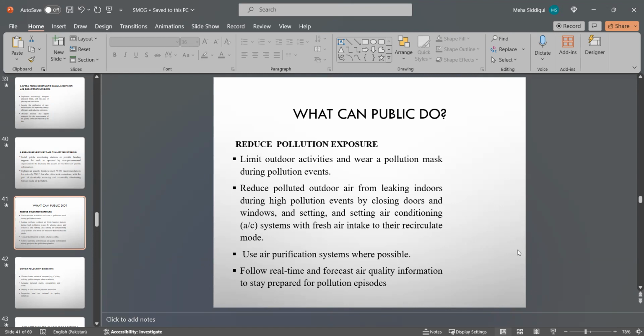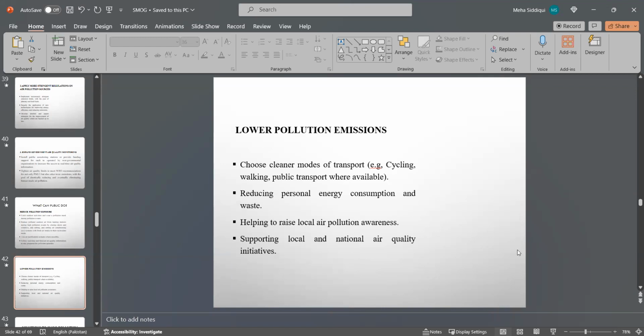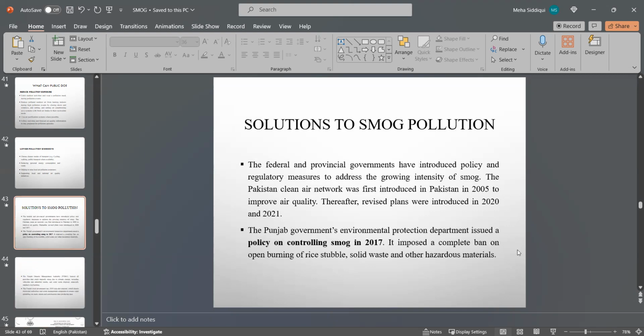Use air purification systems where possible. Follow real-time and forecast air quality information to stay prepared for pollution episodes. Lower pollution emissions: choose cleaner modes of transport, reduce personal energy consumption and waste, help raise local air pollution awareness, and support local and national air quality initiatives.